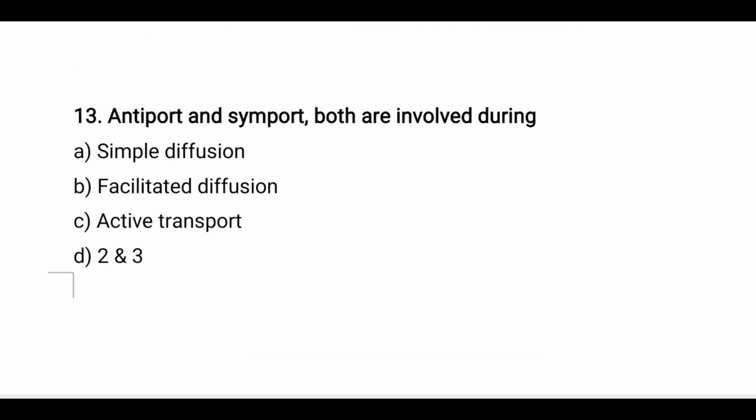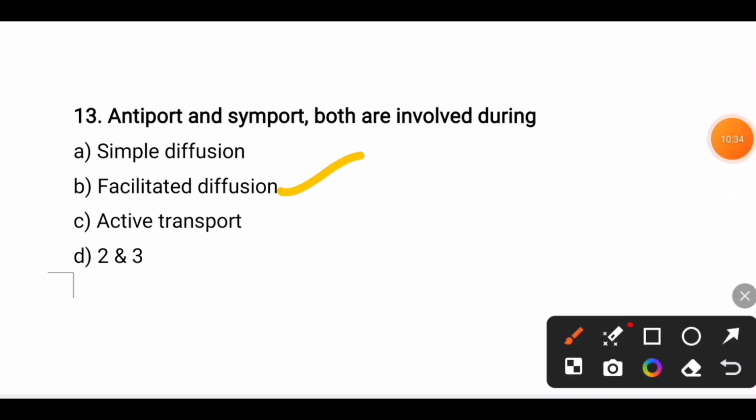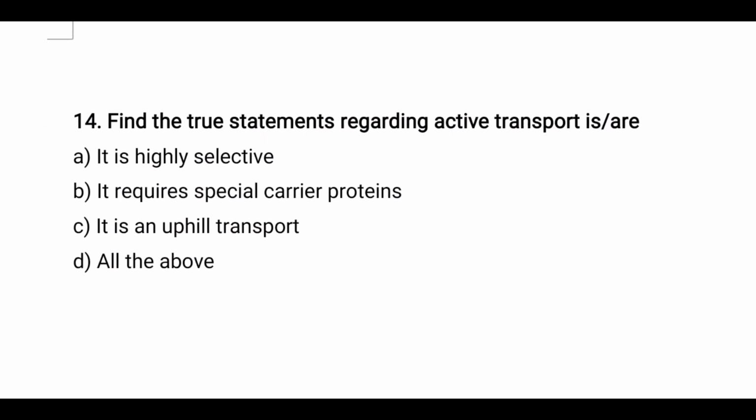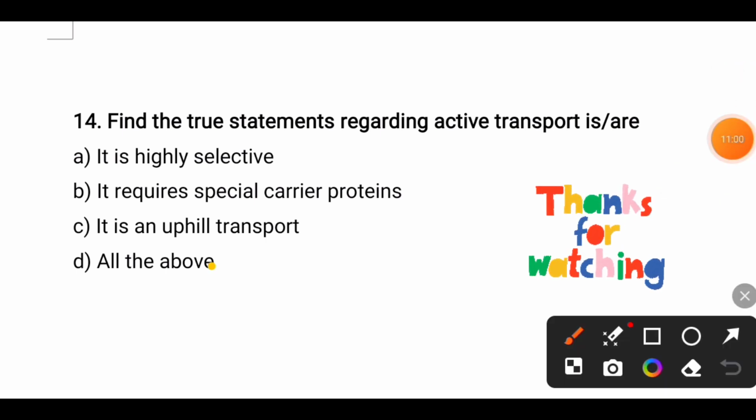Antiport, symport, both are involved during. Options are simple diffusion, facilitated diffusion, active transport. As I already told you, facilitated diffusion and active transport. So the fourth one is the correct answer. Let's see the next question. Find the true statements regarding active transport. Options are it is highly sensitive and selective, it requires special carrier proteins, it is an uphill transport, all of the above. So the correct answer is all of the above.